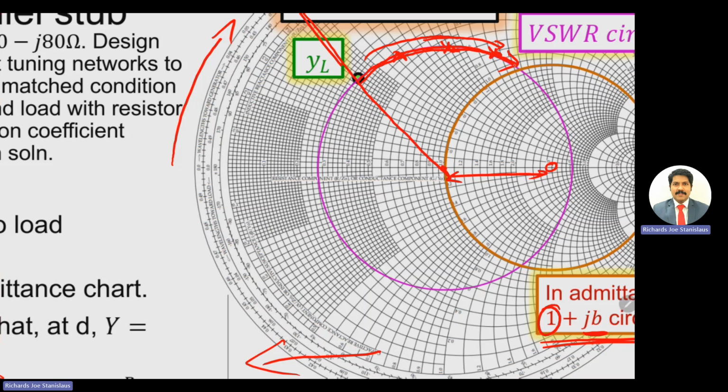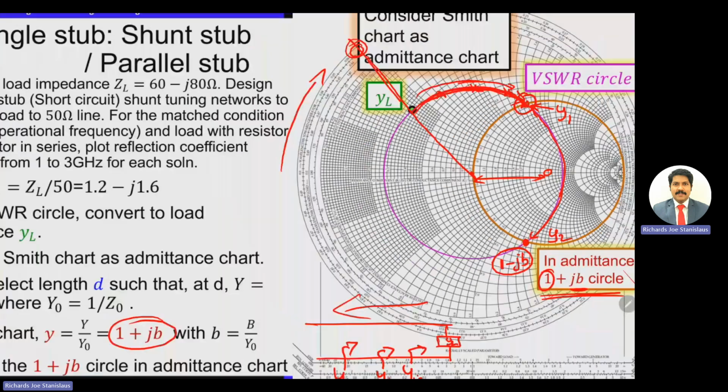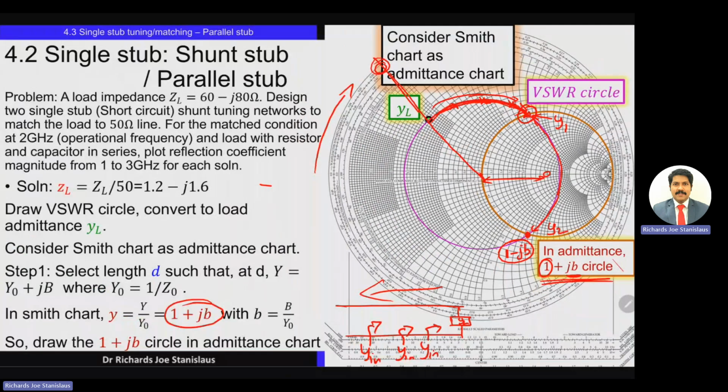Now, the point of intersection of the VSWR circle and this 1 plus JB circle, we'll mark it as 1. At the first point, we are marking it as 1. And as you move further in the VSWR circle, starting from the load, when you reach the next point of intersection at the 1 plus JB circle, we get a point where the admittance value is 1 minus JB. So this point we'll mark as 2. So there are two possibilities where the admittance value is going to be.